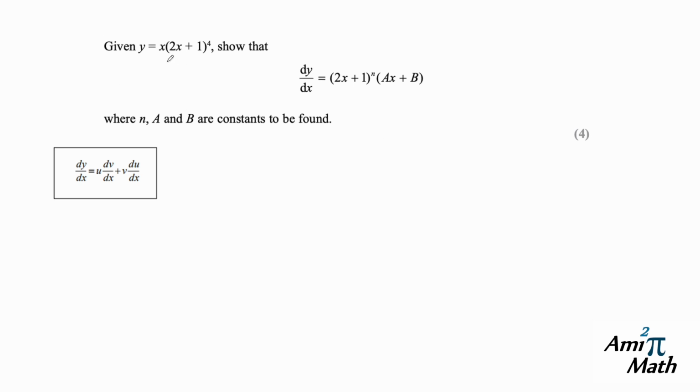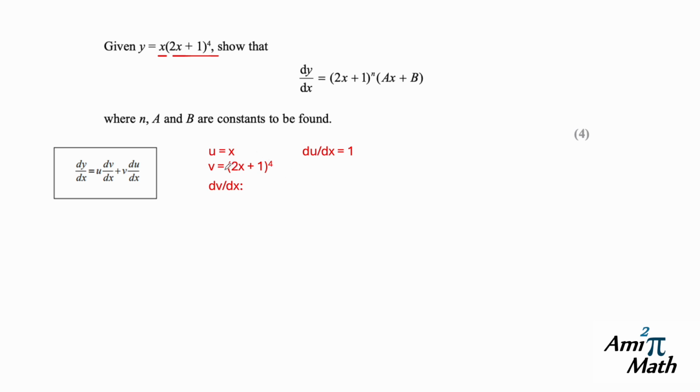And first, we need to set x as u and v as (2x + 1)^4. So these are two separate parts, u and v. And then we need to find out what each of these are when they're differentiated. So x differentiated is 1. And for v, it's a little bit more complicated.